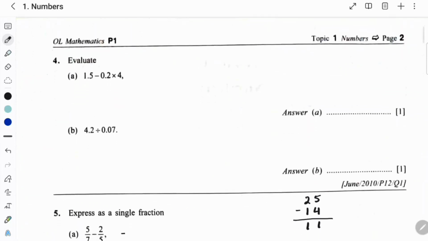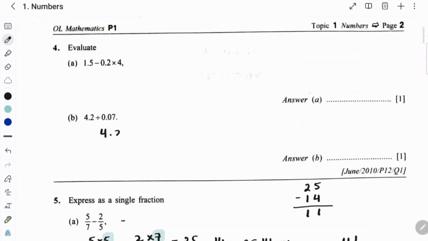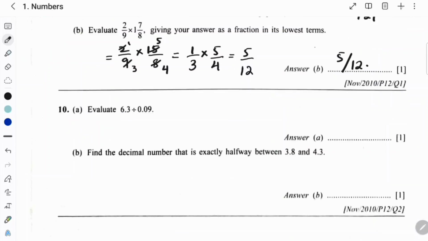Now let's try question number 4, part B. 4.2 divided by 0.07. This time we have 2 decimal places in the denominator and 1 in the numerator. Just write down an extra 0. Now we have the same number of decimal places in the numerator and denominator. So that becomes 420 upon only 7. Remove the decimal places. 7 sixes are 42, so 60 is the answer for this question. Now try this one, 6.3, question 10 part A.